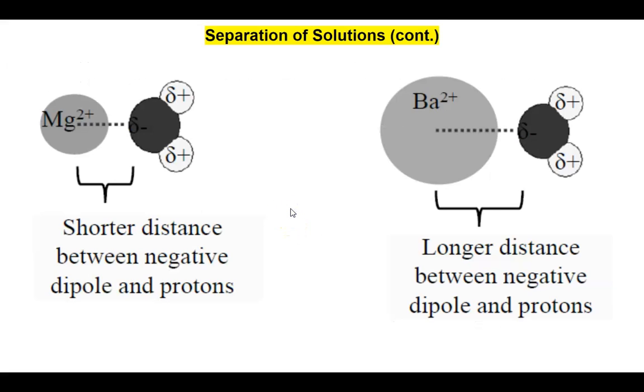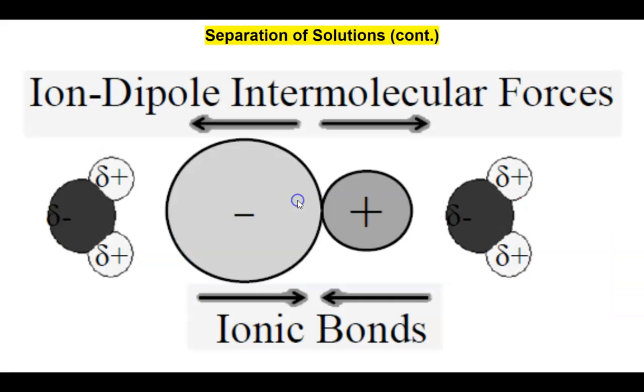Because those valence electrons in barium are much further away, there is going to be a weaker attraction between those valence electrons and the nucleus. It's going to generate a weaker attraction between the cation and the anion of our ionic compound. With magnesium, the distance between the valence electrons and the nucleus is much shorter, so it's going to generate a much stronger attraction in our ionic compound.